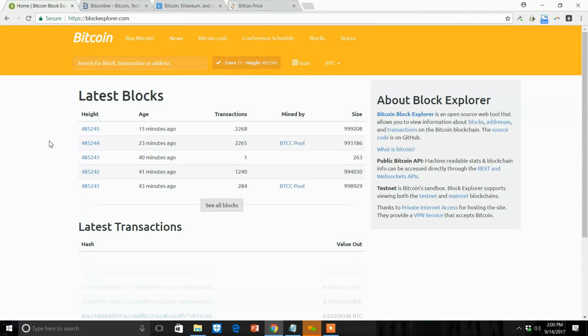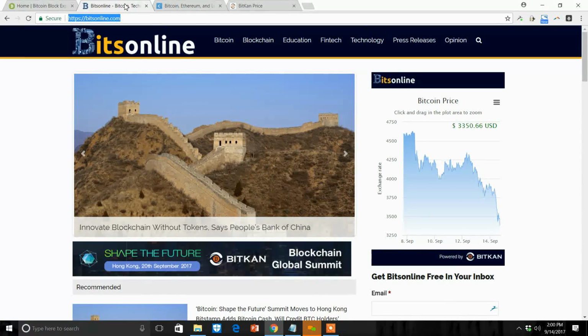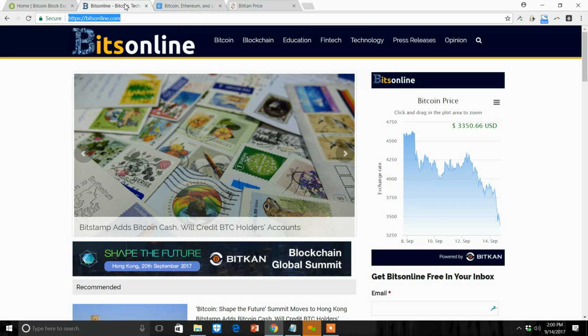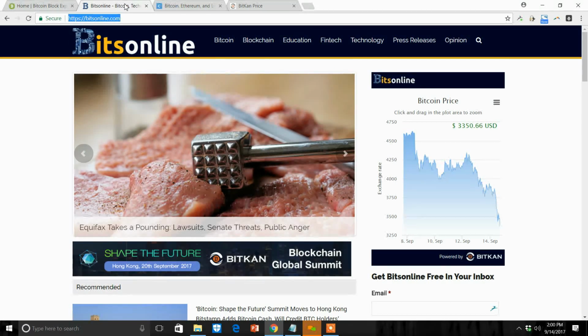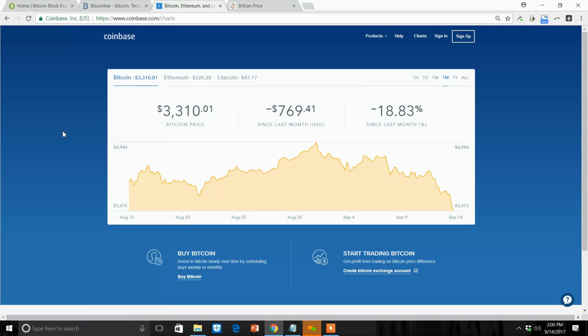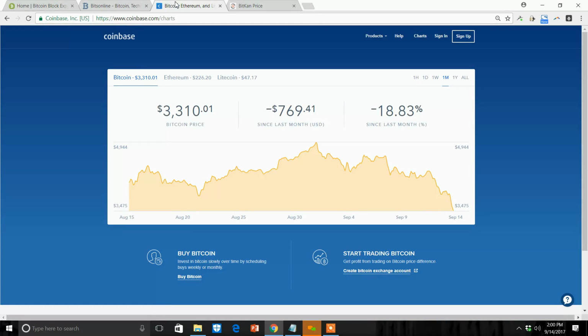Now, one of the key things that you will know as you look into Bitcoin and the price of Bitcoin is that the price of Bitcoin is actually determined by the market. That is, the price of a Bitcoin is determined by how much someone is willing to pay for that Bitcoin. In this case, you see bitsonline.com has a price of $3,350.66. That price is different from the price, say, in Coinbase. In Coinbase, the price is listed as $3,310. And you see how there's a dramatic difference between the price here as in the price in Coinbase.